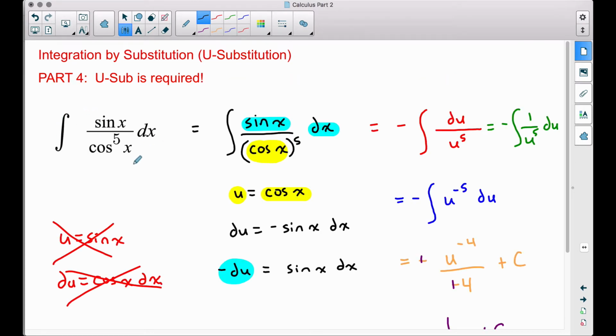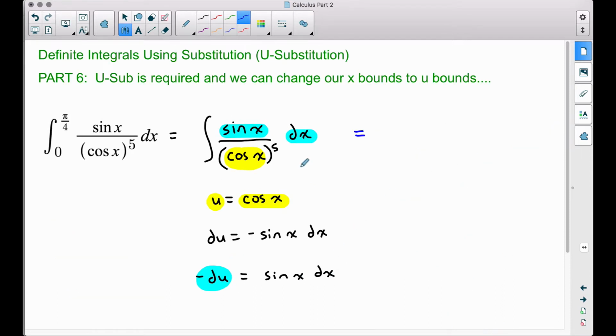Back in part 4 for integration by substitution, we had the exact same problem, and I'm going to use this stuff here to help with the rest of the problem. So go back and watch that video to look at how we completely did the U-substitution where it was required in order to get this antiderivative. And now we have a definite integral.